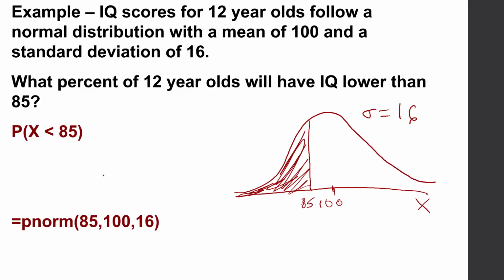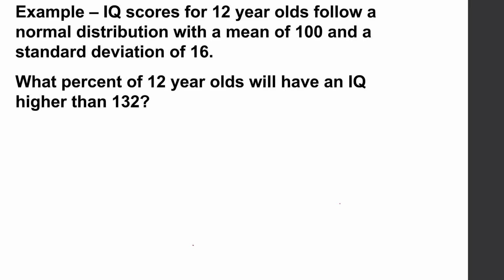We have a function for that. That's our pnorm function. Remember, it doesn't matter whether it's less than or equal. We don't have to make any adjustments. There's an uncountably infinite number of values between 84 and 85. So just put the 85 there and don't worry about making an adjustment. So we use pnorm of the number we want to go to the left of, 85, comma the mean of 100, comma the standard deviation of 16, and R returns 0.1743. Very good.